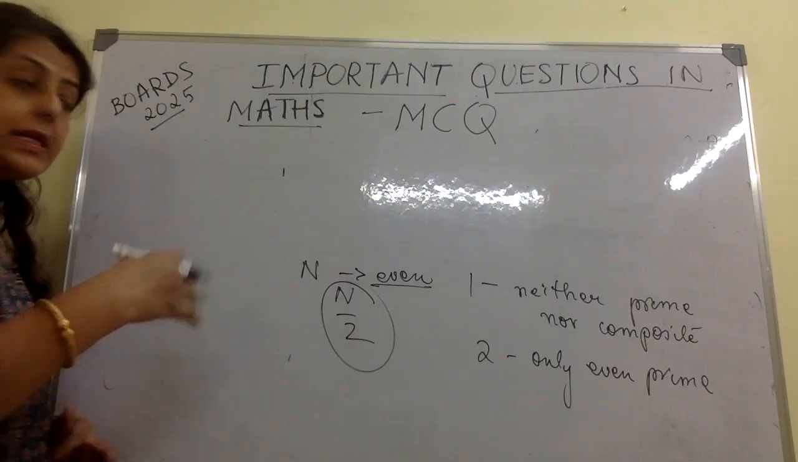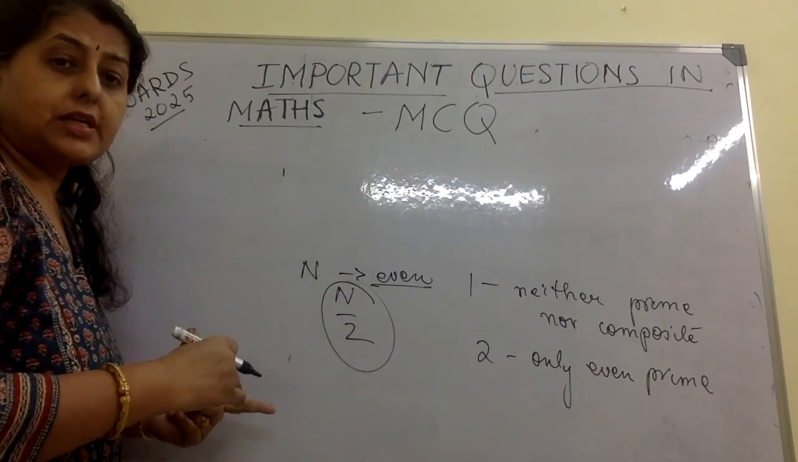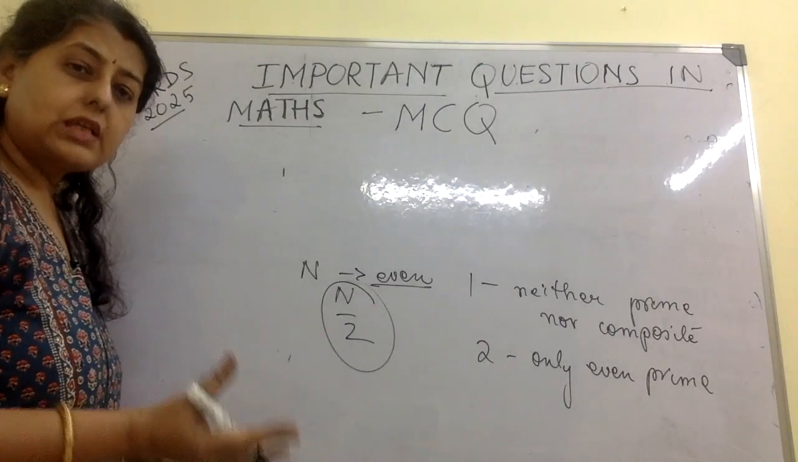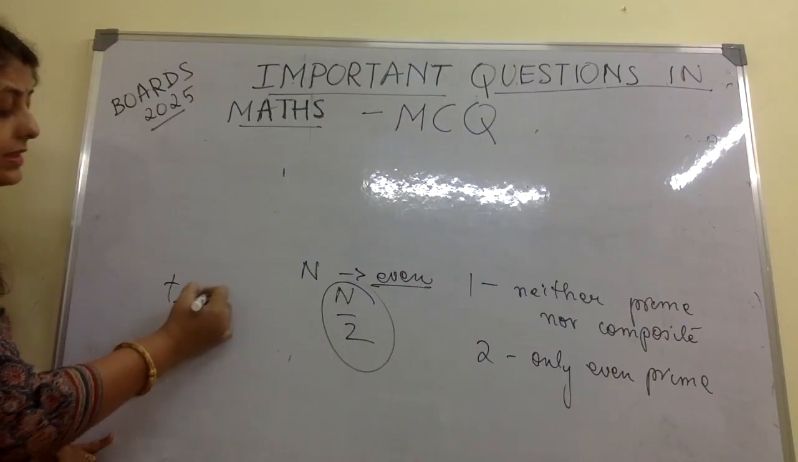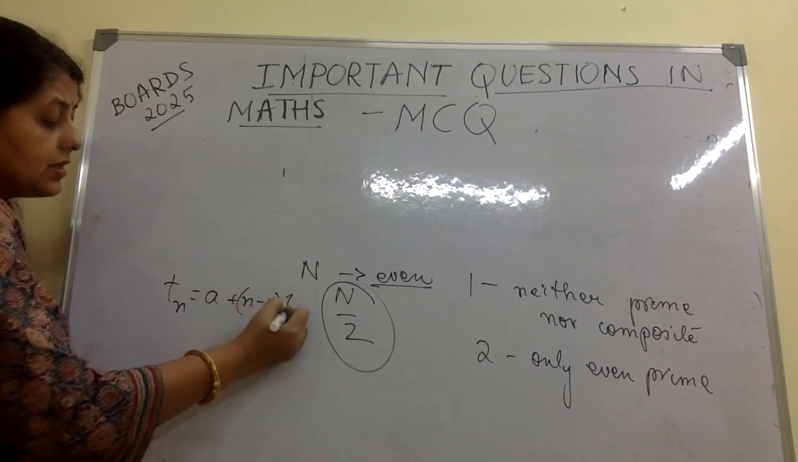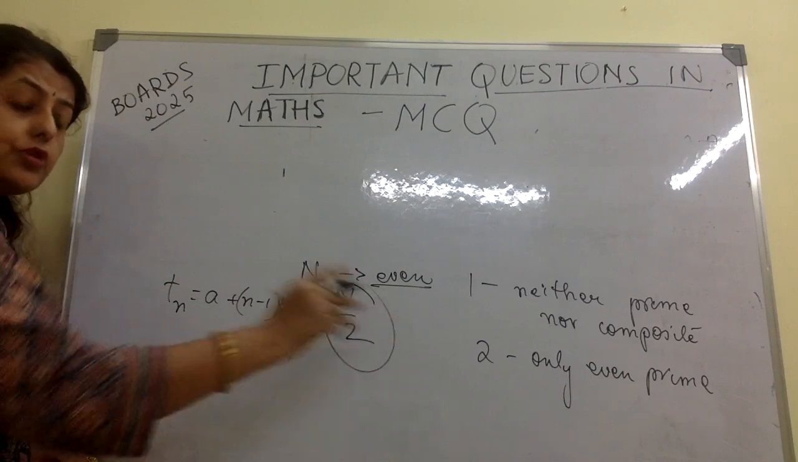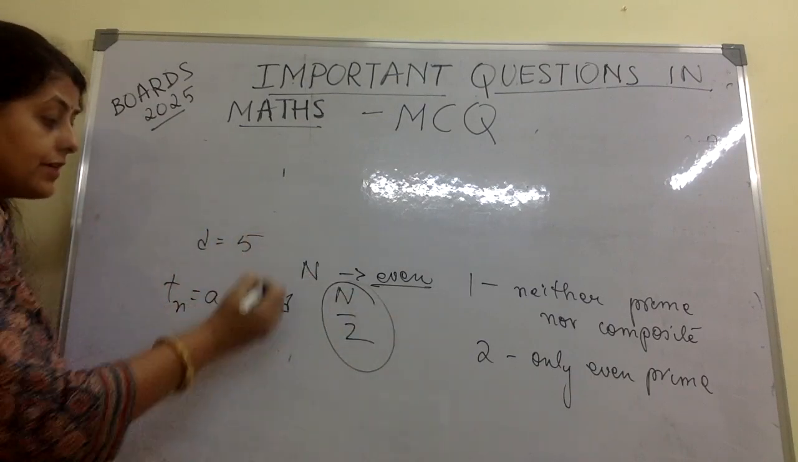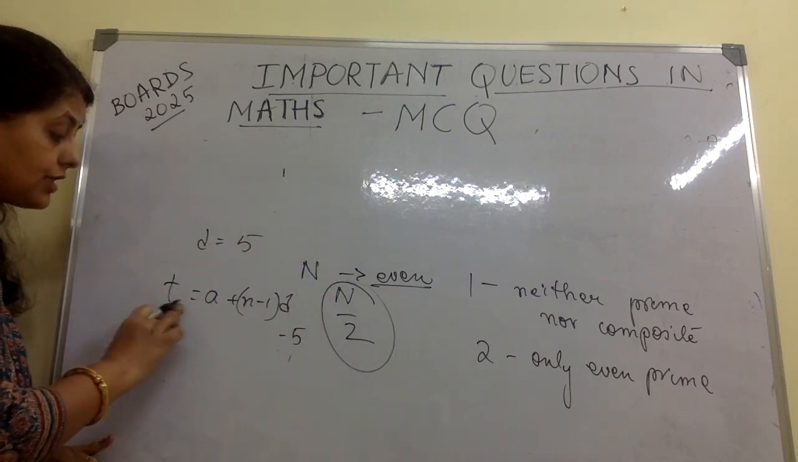Now when you have an AP and they are saying find the term which is third from the end, don't immediately start off with another formula. What's the point? You can do Tn is a plus (n minus 1) d, but if going forward your d is plus 5, here you use minus 5. That's all. And you write 3 here.